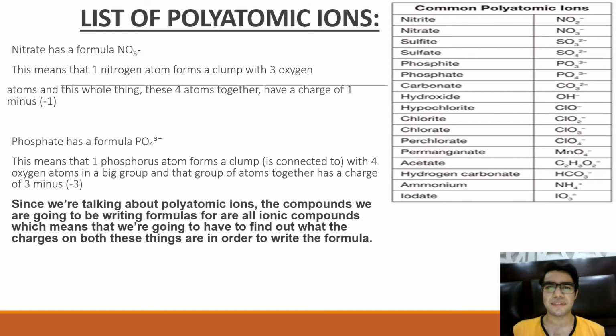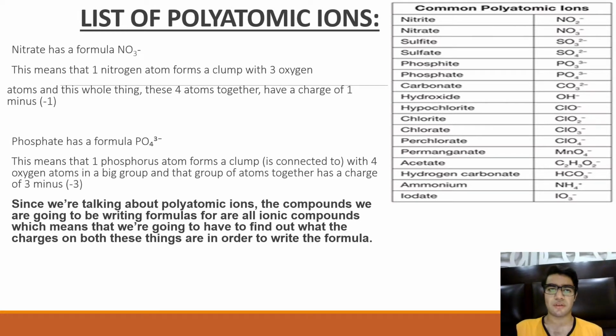This is a list of polyatomic ions. We have a list over here: nitrite, nitrate, NO3 minus, sulfite, sulfate. You need to memorize this list, or the list that your teacher has provided you with, or the list in your school textbook. There's no way of working out the charges by yourself, so you need to memorize them. I'll explain what this actually means.